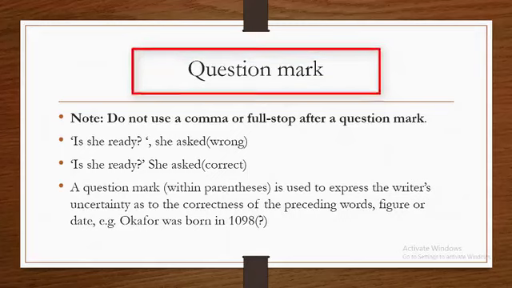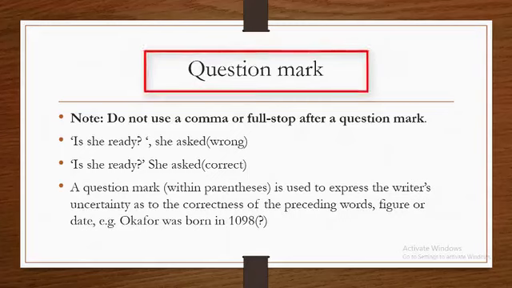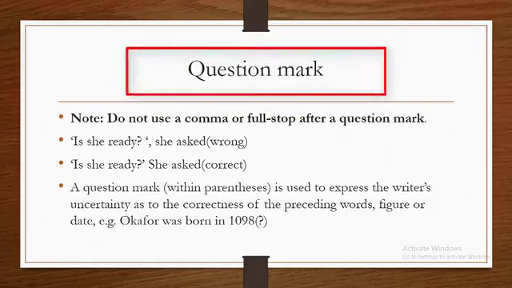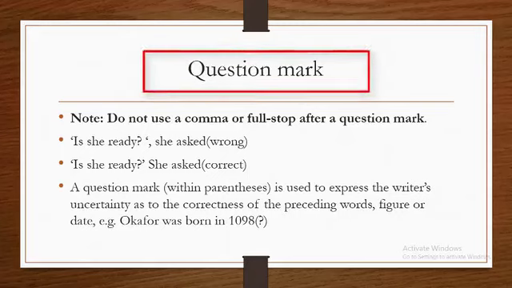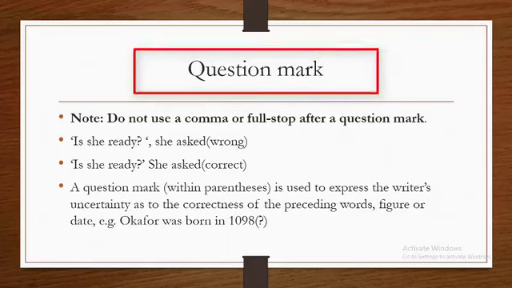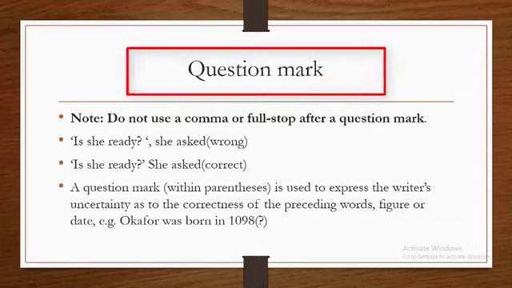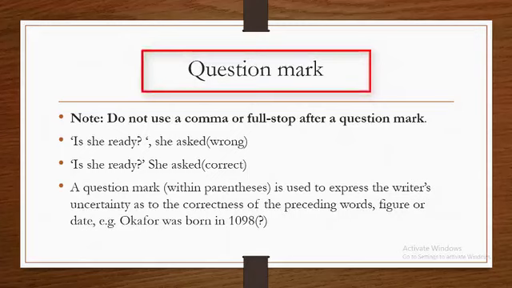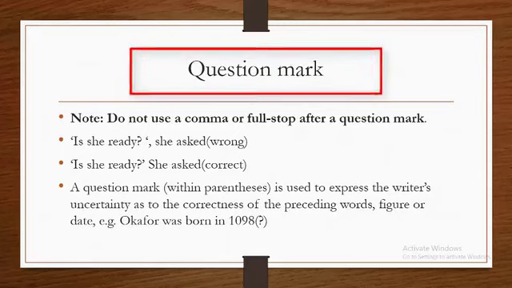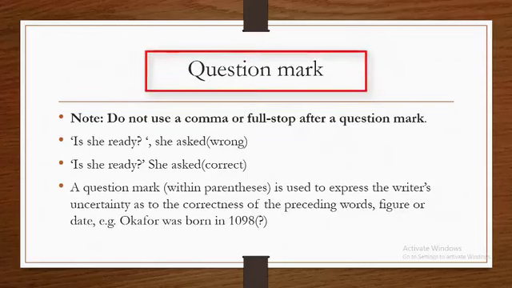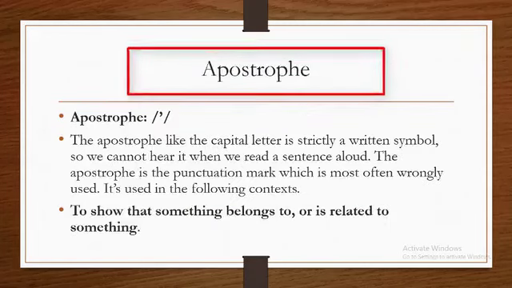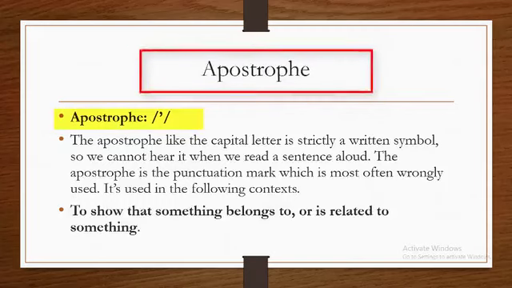A question mark within a parenthesis is used to express the writer's uncertainty. Every time the writer of a particular sentence is uncertain of something, a figure or a date, he uses the question mark in parentheses, or what you call brackets. For instance, Okafor was born in 1980 (?). You can see the question mark in parentheses.